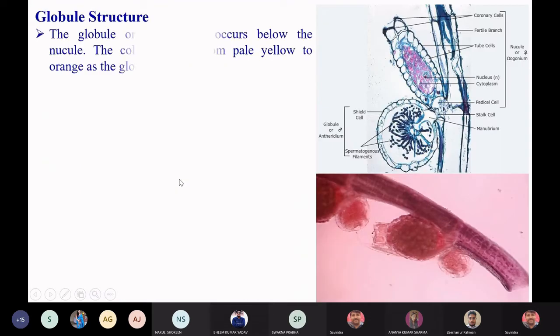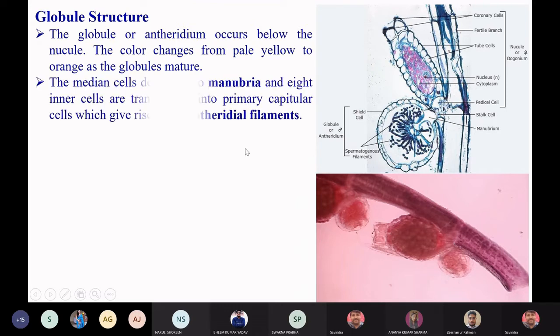Let's discuss something about globule. The globule or antheridium occurs below the nucleus. Please keep in mind, maybe while taking the photograph you wrote up and down differently, but the actual orientation is this only. Means the upper side is the nucleus, the lower side is the globules. And when you are showing it under the microscope, make sure that the orientation will be like this only.